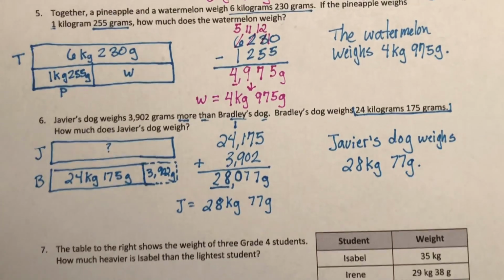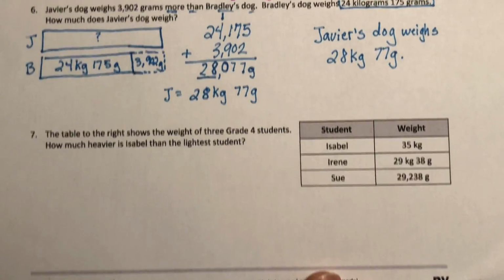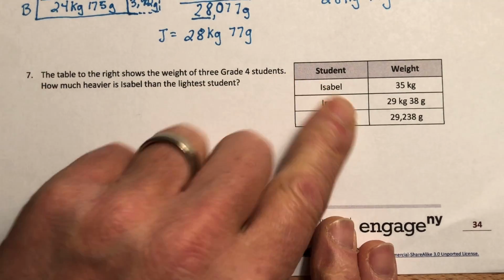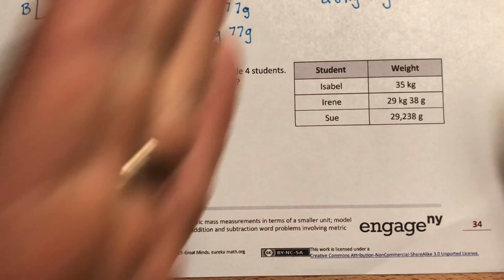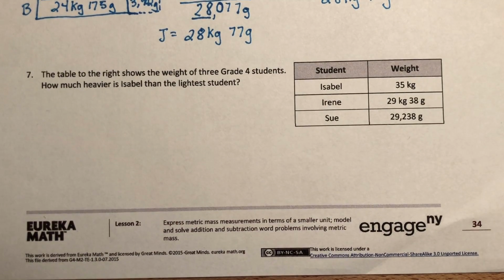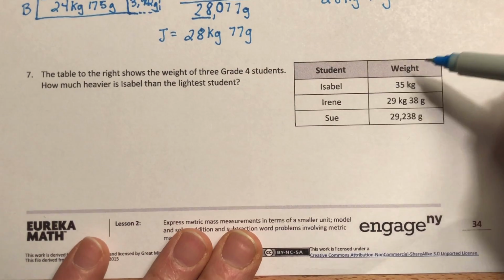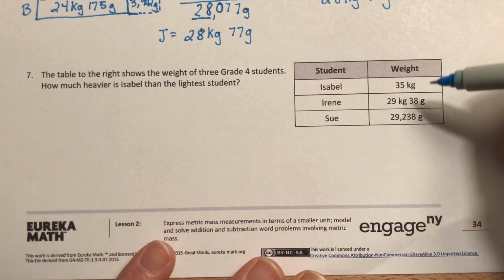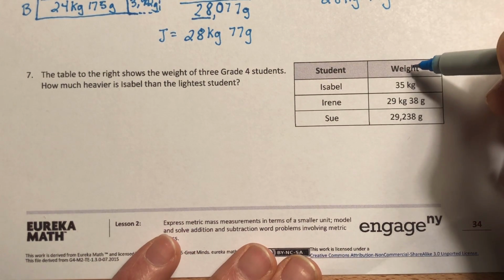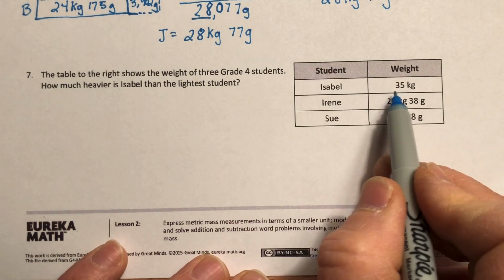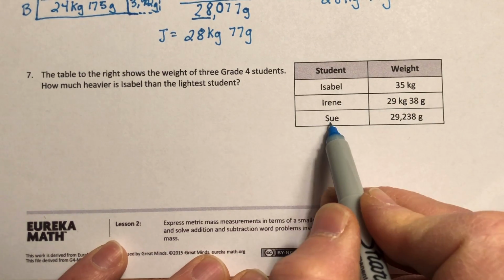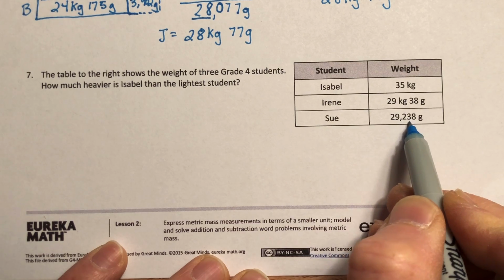And now, I hope you feel good about this. Down here is the last one for today, okay? And this here is the table. We've got to look at the table to the right. This is what we call a table, all right? You can see that there's a student name, and the weight. Oh, sorry, my Apple Watch just went off for some reason. So it looks like Isabel weighs 35 kilograms. Irene weighs 29 kilograms, 38 grams, and Sue weighs 29,238 grams.